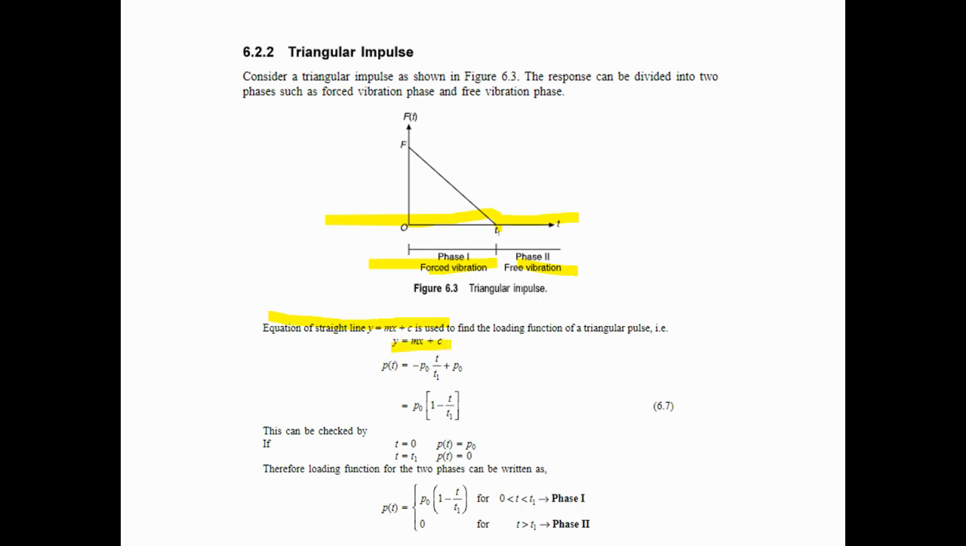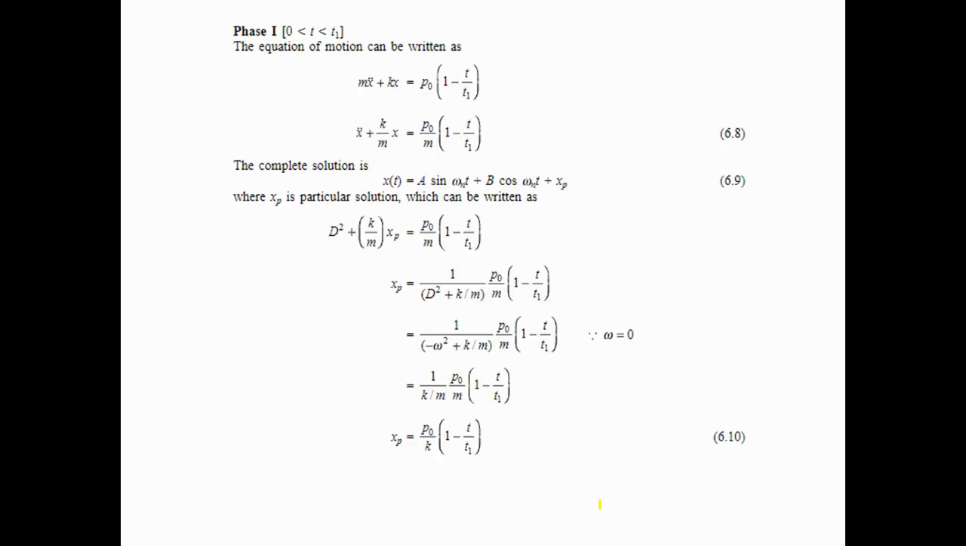After y = mx + c, we get p(t) = minus p naught by t1 times t plus p naught. Then p naught is the root of 1 minus t1 by t2. By checking the equation where t is equal to 0, t equal to t1, and p naught is equal to p naught, p is equal to 0. That is, t equal to 0 is the first phase, and t greater than t1 is the second phase.